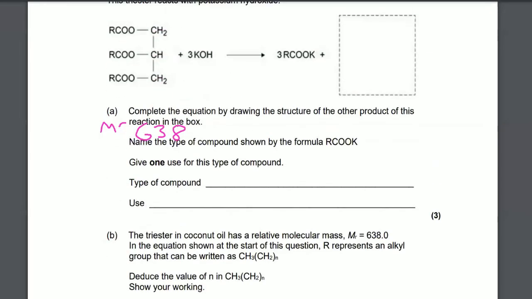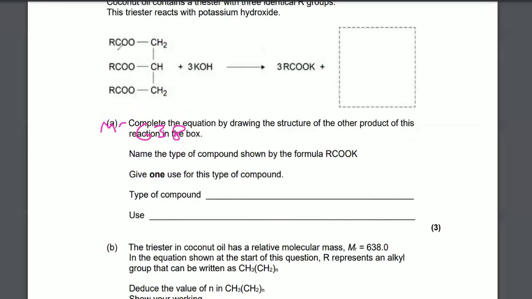And what we need to do is look back up here. We need to find out what R is. They're asking us what is R. So the first thing we need to do is subtract all of this from 638, all of the COO and the CH2, CH2. We need to add that all up using our periodic table and our relative atomic masses to create the Mr of all the stuff that we need to remove to be left with the 3 R's. Once you're left with the 3 R's, divide by 3 and you've got the Mr of R.